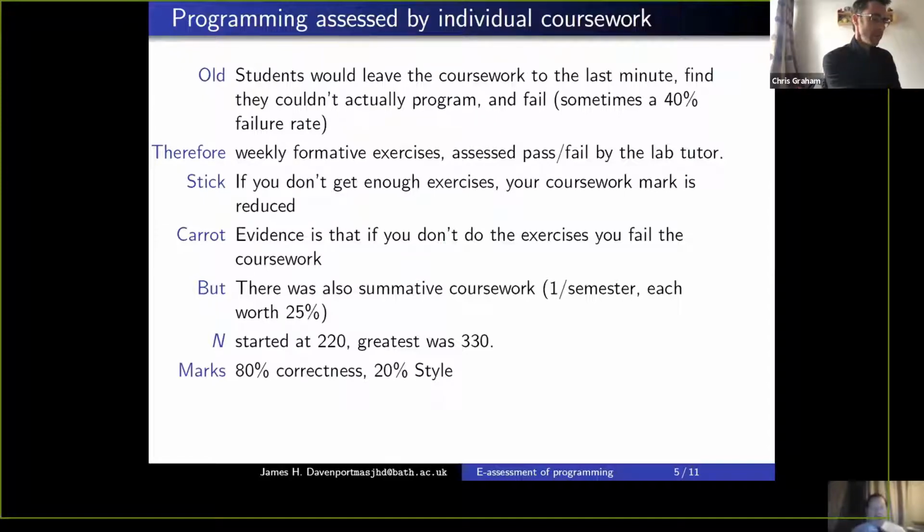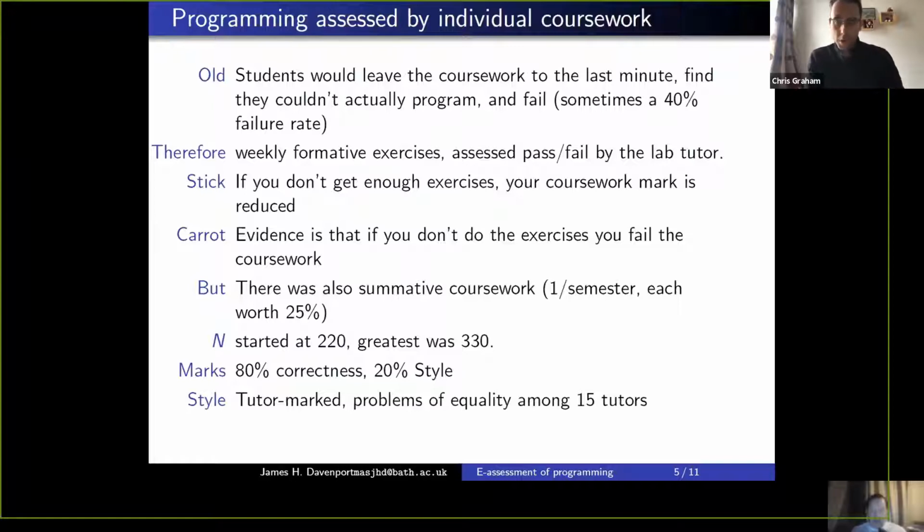Style always caused a lot of problems. It was very hard to make the tutors be harmonious. I'm not blaming them. We all have different views about style and also different views about correctness and so on, however much you help them. So I really wanted to do the correctness marking automatically. 15 tutors is hard to manage.